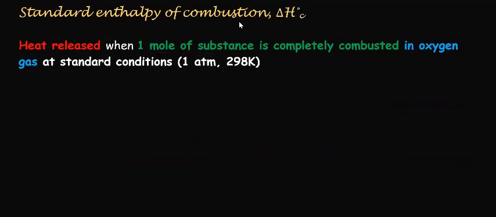For standard enthalpy of combustion, the definition is still the same, but you need to add at standard condition, which is 1 atm and 298 Kelvin. So the combustion will be at standard condition. So we put the naught here, the delta H naught C, to indicate that this is the standard enthalpy of combustion.